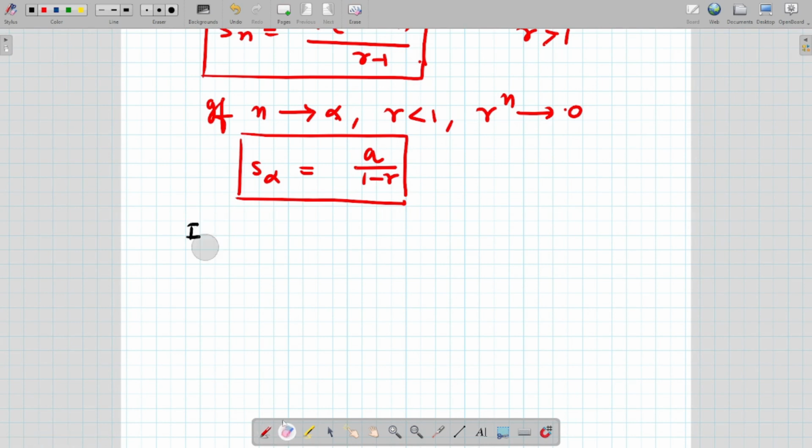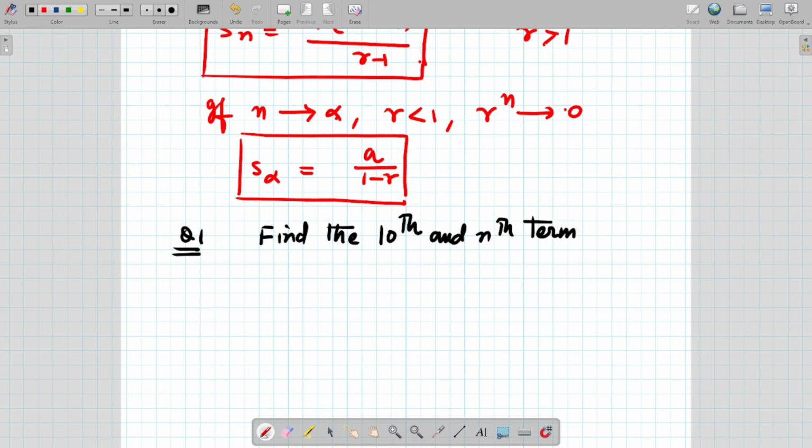Let's take a question. Find the 10th and nth term of the GP 5, 25, 125 and so on. Let us find out, as per our discussion, what is r.